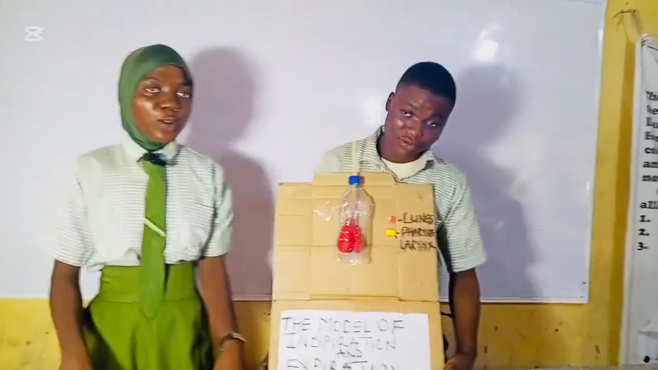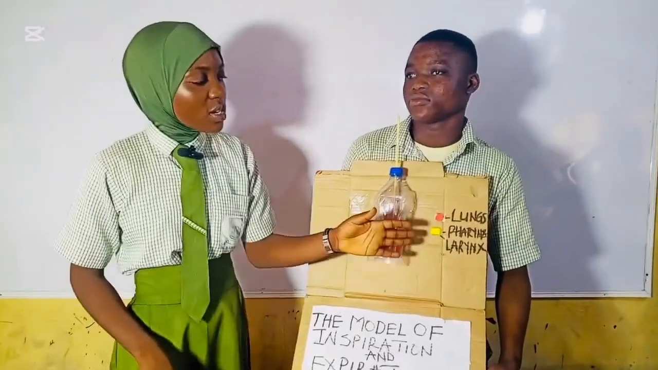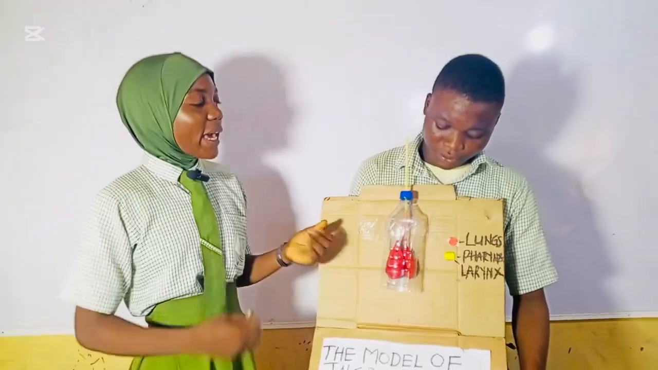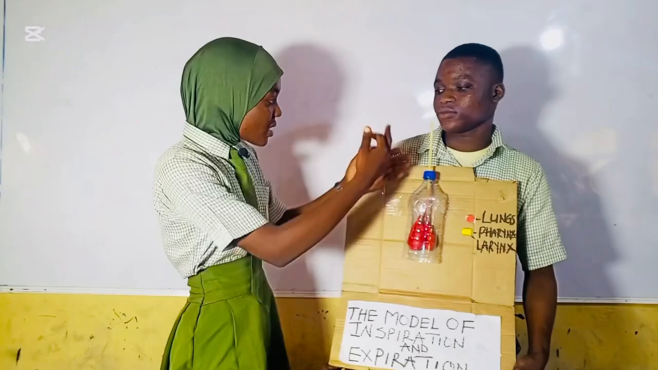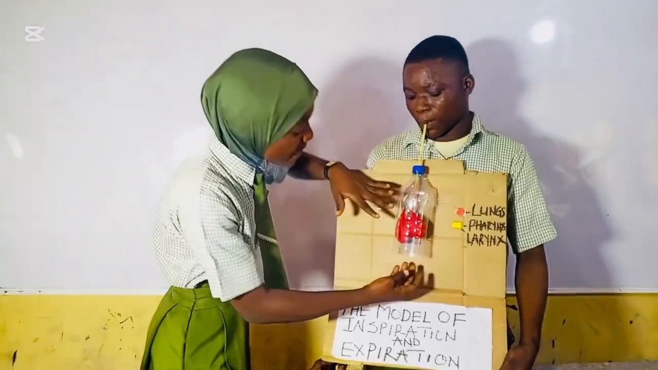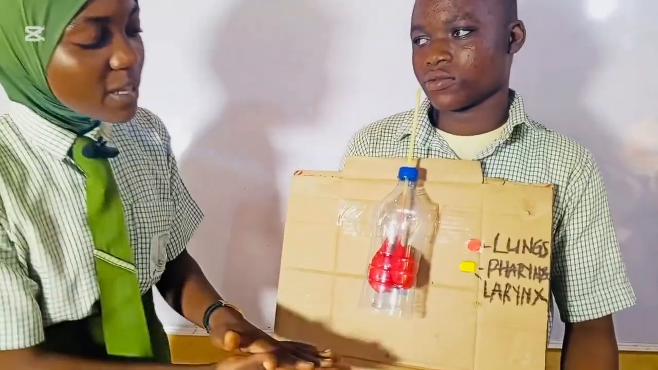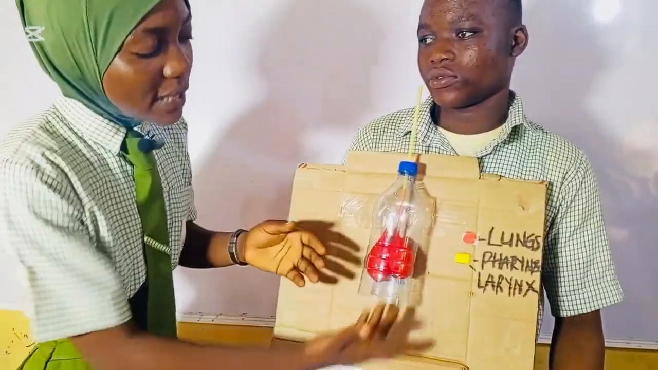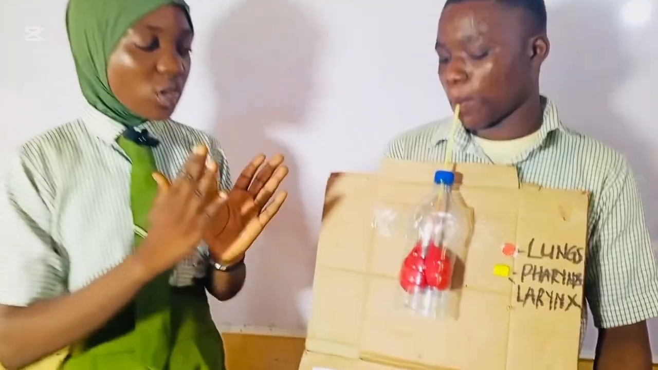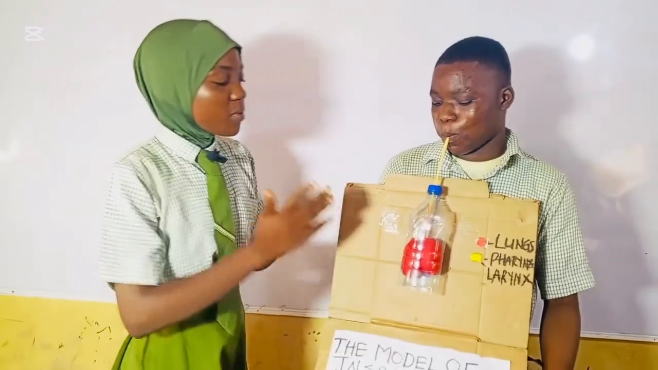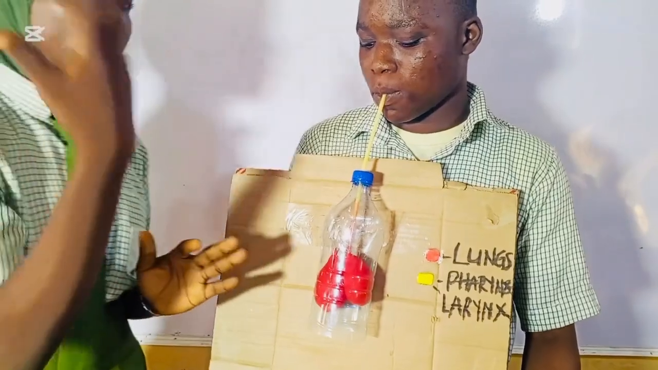My name is Azam Marinot. I'm in SS3A. Inspiration and expiration take place in the lungs, the process whereby air moves into the lungs through the pharynx and the larynx. When air moves into the lungs, the volume of the lungs becomes larger and the thoracic cavity also becomes larger. But when the air is released back through the nose, the volume of the lungs decreases, while the volume of the thoracic cavity also decreases when air is released into the environment.